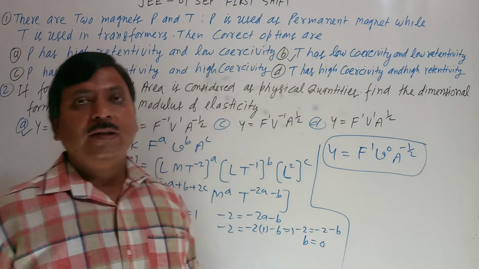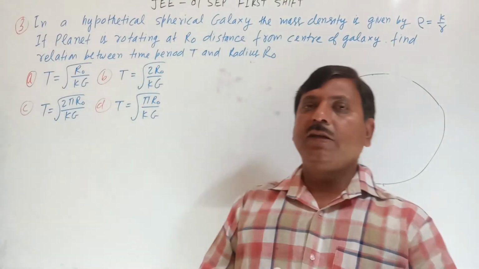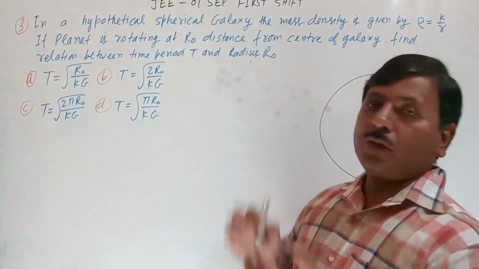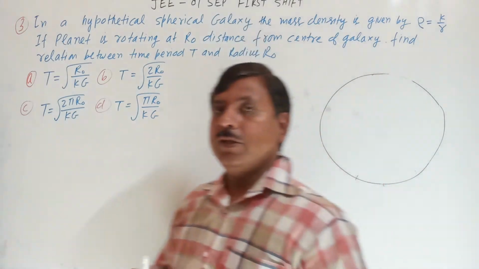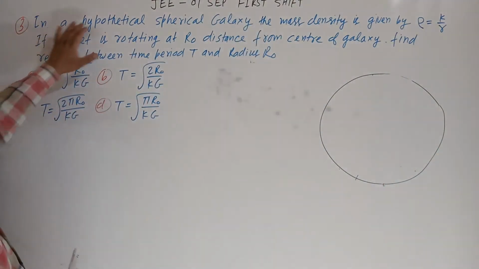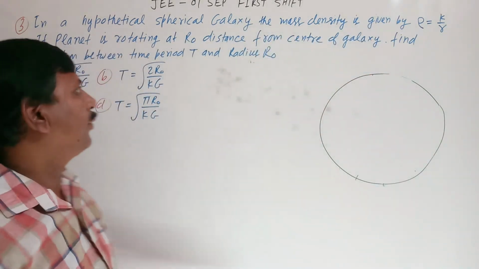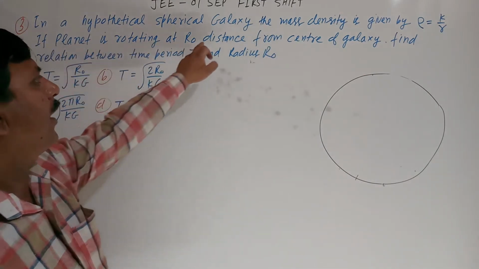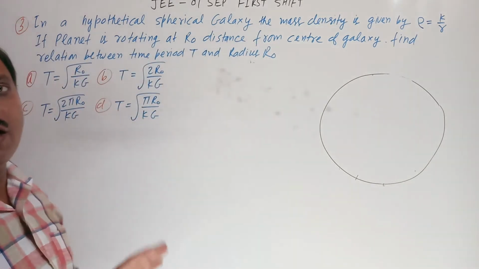Here option B and here option A is the correct answer. Here one question is there. This question was asked in JEE 2020 in September, 1st September, first shift. Question is: in a hypothetical spherical galaxy, the mass density is given by rho is equal to k upon r, where r is the distance from the center. If a planet is rotating at r0 distance from the center of the galaxy, find the relation between T and r0.